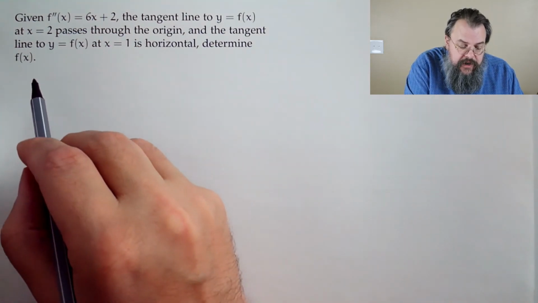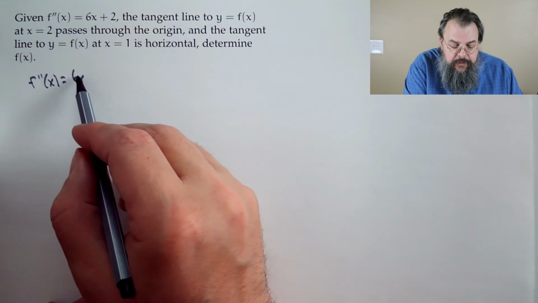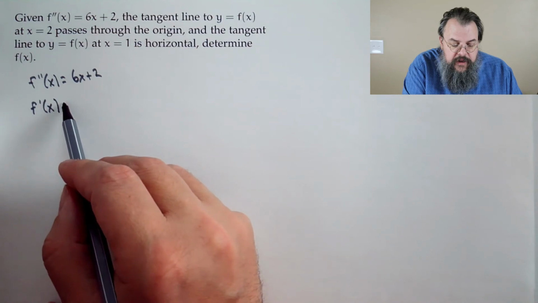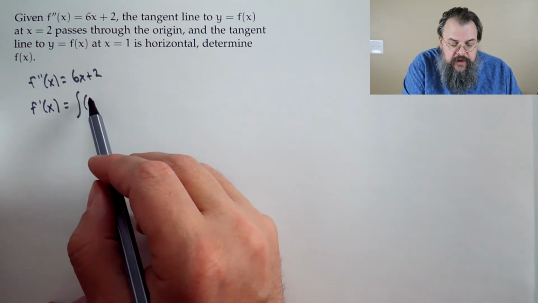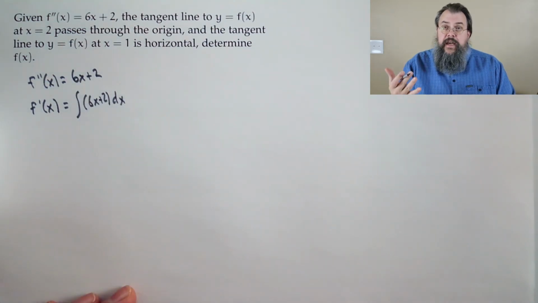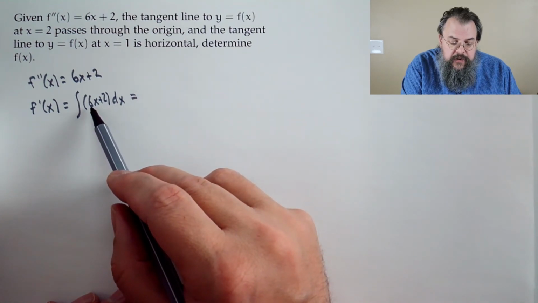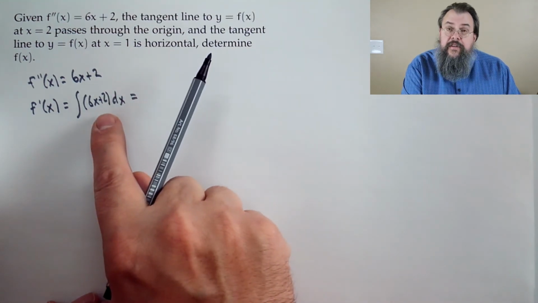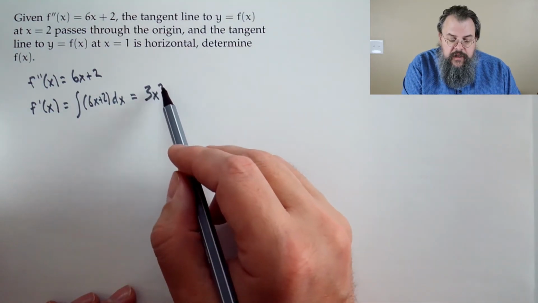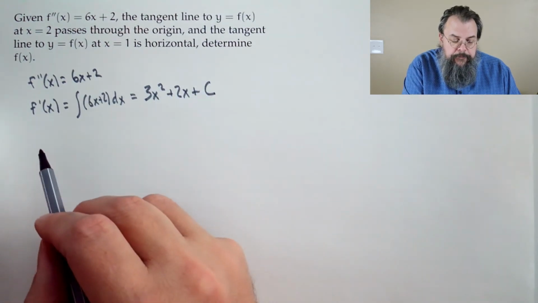So, let's start by saying, all right, we know f double prime of x is 6x plus 2. Let's talk about our various pieces. F prime of x would be the integral of 6x plus 2. In other words, we integrate the second derivative, and we can do that. The integral of 6x: the integral of x is 1/2 x squared, times 6 would be 3x squared. The integral of 2 is 2x, and plus c.